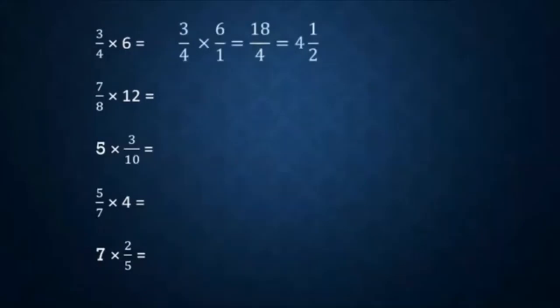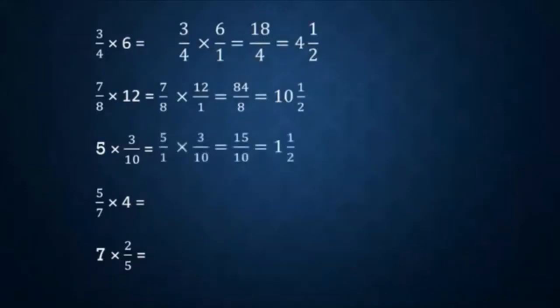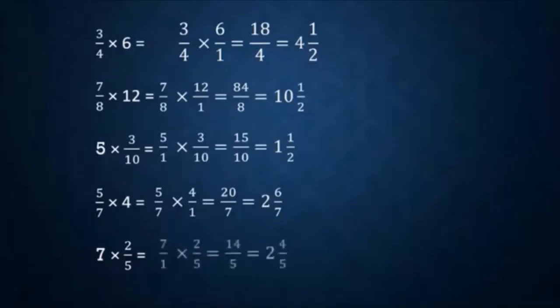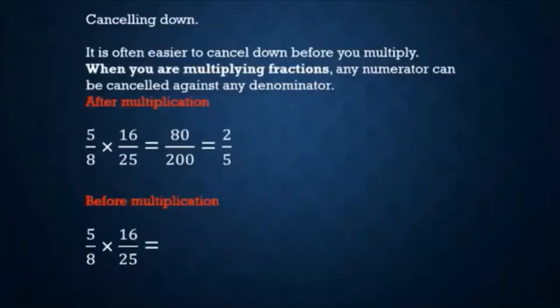It is 18 by 4 or 1 by 2. 7 by 8 into 12 is equal to 84 by 8 or 1 by 2. 5 into 3 by 10 is equal to 15 by 10 or 1 by 2. 5 by 7 into 4 is equal to 20 by 7 or 6 by 7. What is 7 into 2 by 5? It is 14 by 5 or 4 by 5.